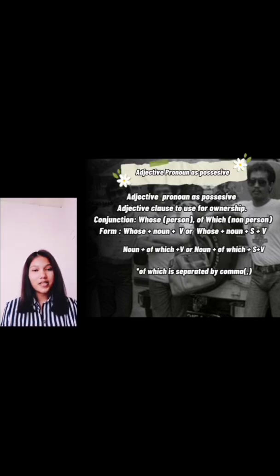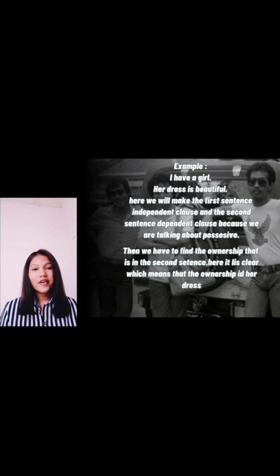Relative pronoun as possessive. The adjective clause is used for ownership. Conjunction whose for person, of which for noun that is not a person. Whose plus noun plus verb, or whose plus noun plus subject plus verb. Noun plus of which plus verb, or noun plus of which plus subject plus verb, where of which is separated by a comma. Example: I have a girl, her dress is beautiful.